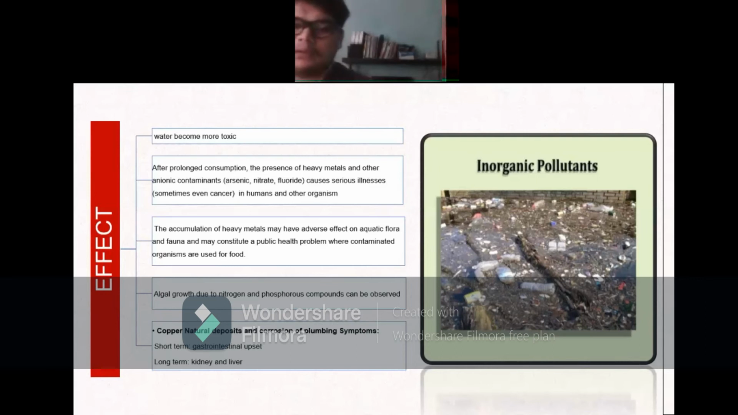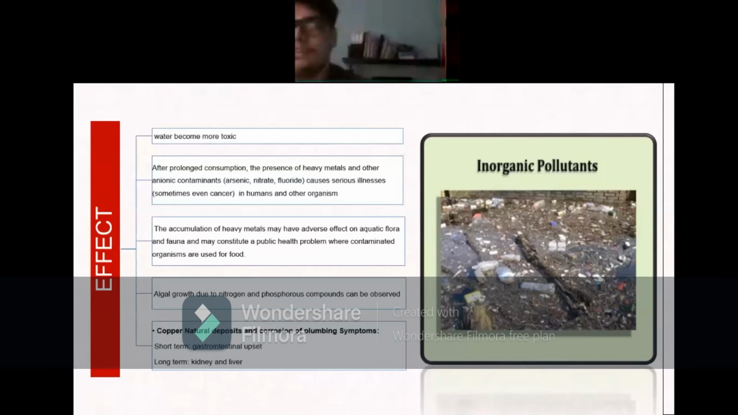So I will proceed to the effects of this pollutant in the water. The first one is the water becomes more toxic. When there is an excess of metal in the freshwater ecosystem, it will drop the pH, which will cause the metal solubility to increase and particles to become more mobile. This makes the water more toxic.